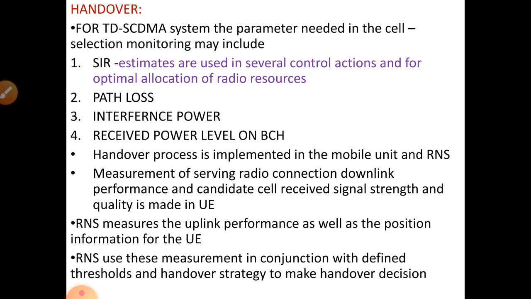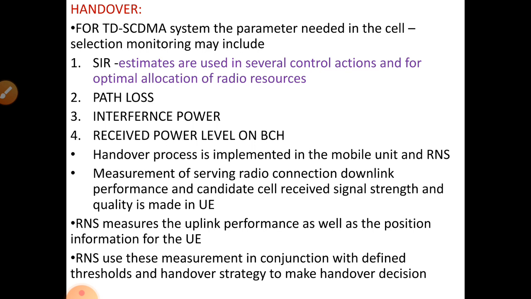The last slide will be the handover. This handover will be similar to TD-CDMA. Here we use several types of levels for selecting and monitoring power, like SIR, path loss, interference power, and received power level on the broadcast channel. SIR estimates are used in several control actions and for optimal allocation of radio resources. This handover process is implemented in the mobile unit as well as the RNS.